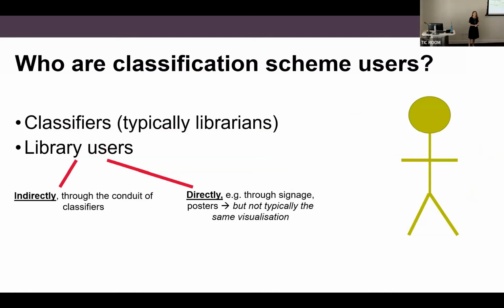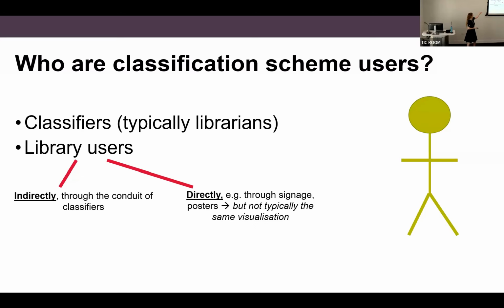So who are our users? Well, obviously, the person who uses a classification scheme is the person doing the classification. So in a library, it might be the classifier or the subject librarian or the cataloguer or someone like that. That I think is quite straightforward. But there are other users, I would argue, of classification schemes.